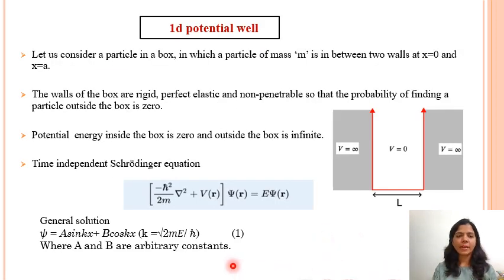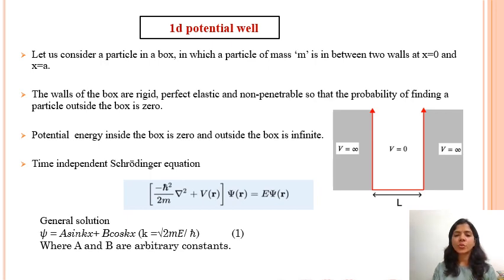1D potential well. Let us consider a particle in a box in which a particle of mass m is in between two walls, x equal to 0 and x equal to a. The walls of the box are rigid, perfectly elastic and non-penetrable, so that the probability of finding a particle outside the box is zero. Potential energy inside the box is zero and outside the box is infinite.